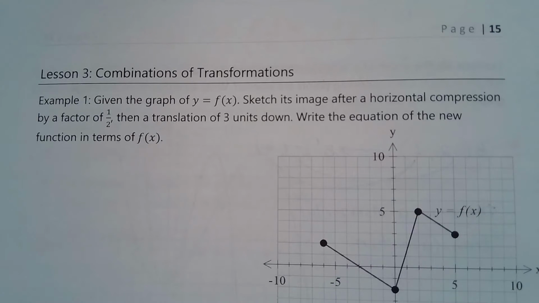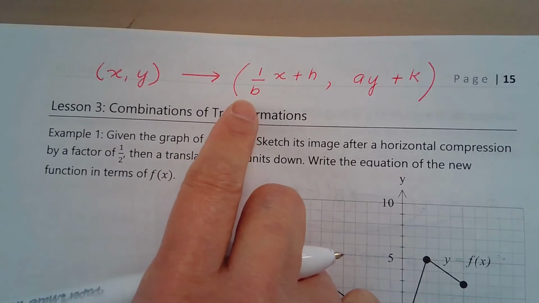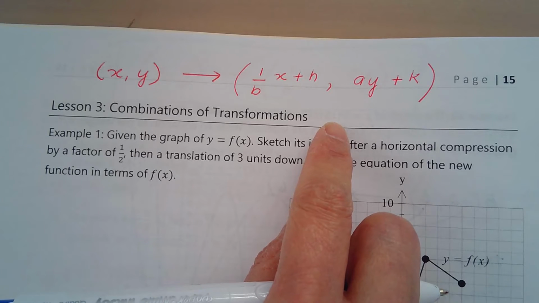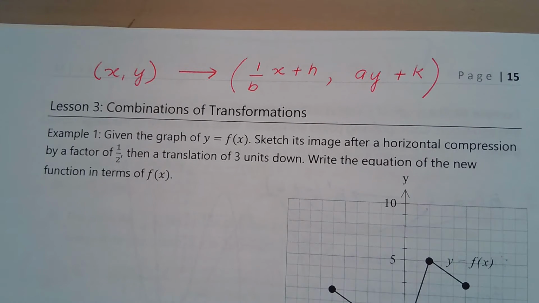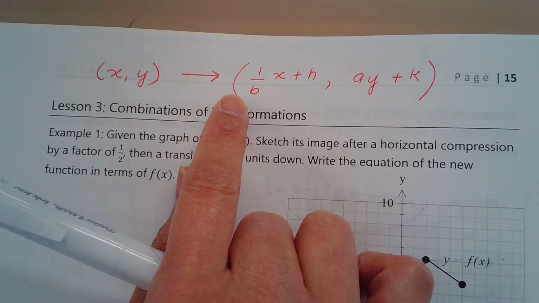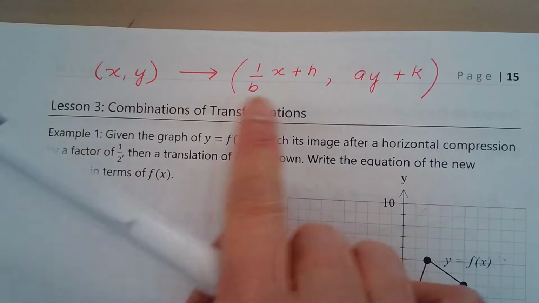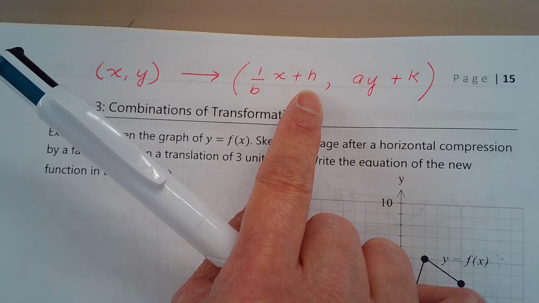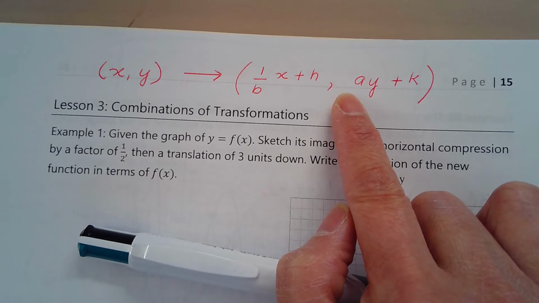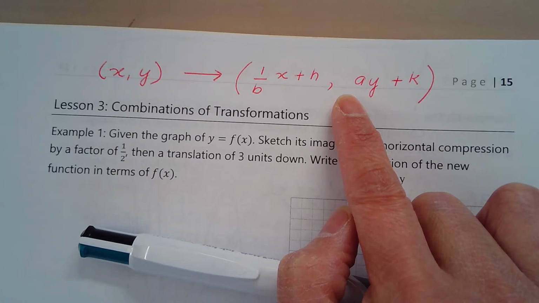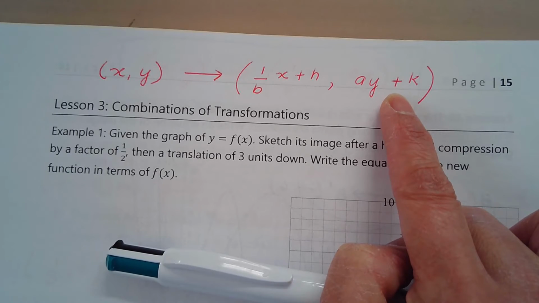I just want to remind us of the mapping that we've been doing. These are the transformations that we are going to be working on. This one tells us 1 over b, that's the horizontal compression or stretching. And if it's a negative value, there's a reflection in the y-axis, and then there's a horizontal movement, shifting. A is a vertical stretching or compression, and if A is negative, there is a reflection in the x-axis. And then there's also a vertical translation, either up or down.